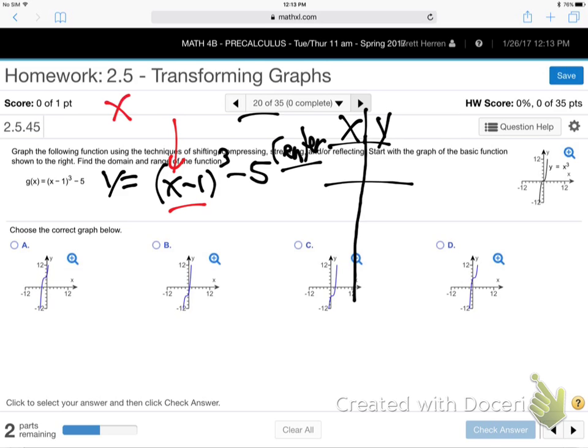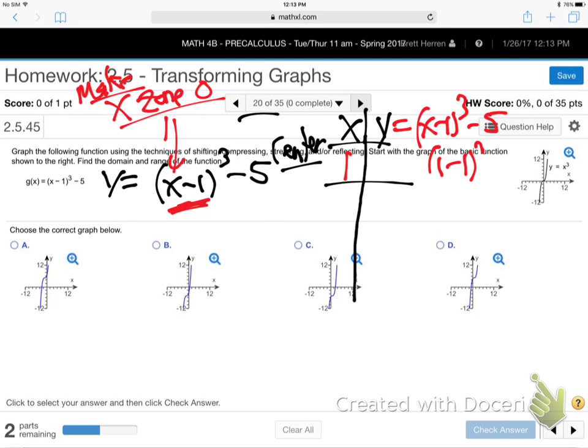So what will make x's world 0? Make the x's world, which is the x minus 1 cubed, right? Not the minus 5. That's outside of x's world, right? X lives in a cube, third power world, right? So what's going to make his little world 0? What can I plug in for x? 1. Positive 1, huh? Positive 1. And then y will not be 0.